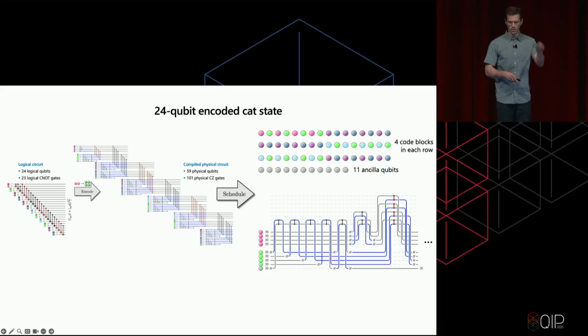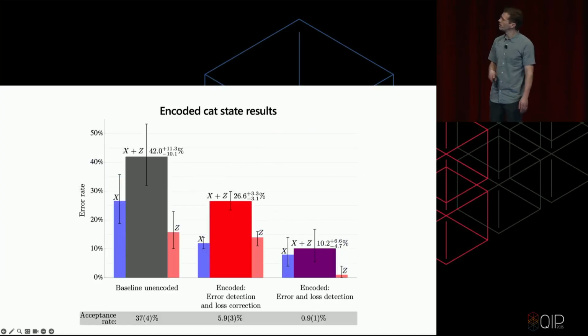You can see 2 qubits moving at a time. Some qubits are spending a lot of time in the interaction zone, others aren't. That's kind of what it looks like. This is some of our results.